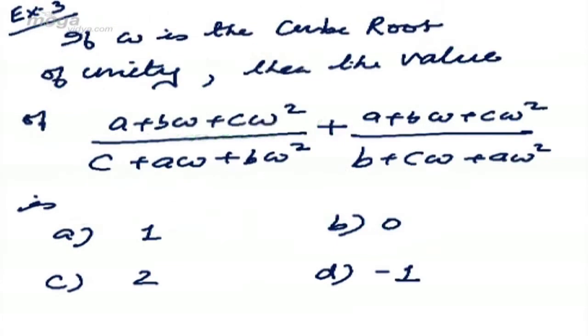Let us come to example 3 based on the cube roots of unity. If omega is the cube root of unity, then the value of (a + bω + cω²)/(c + aω + bω²) + (a + bω + cω²)/(b + cω + aω²) is: A is 1, B is 0, C is 2, and D is minus 1. Now let us come to the solution.